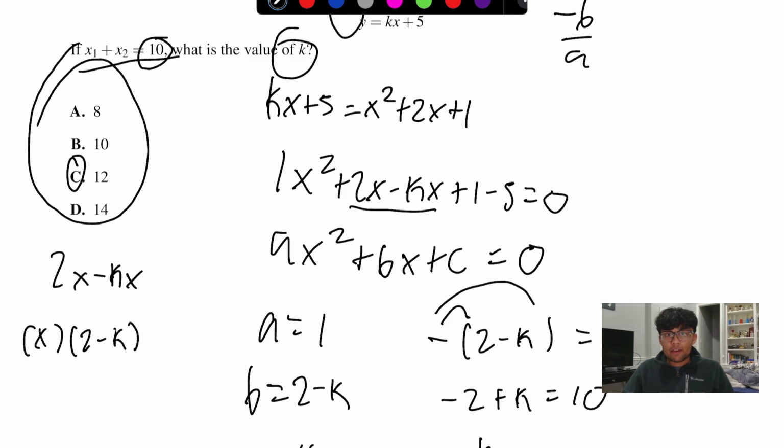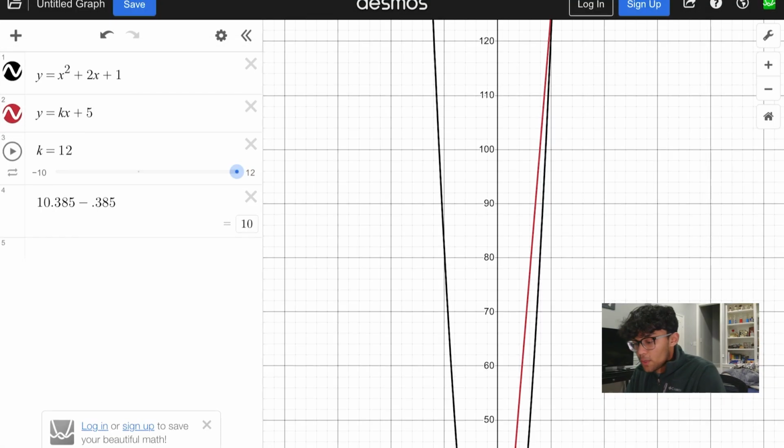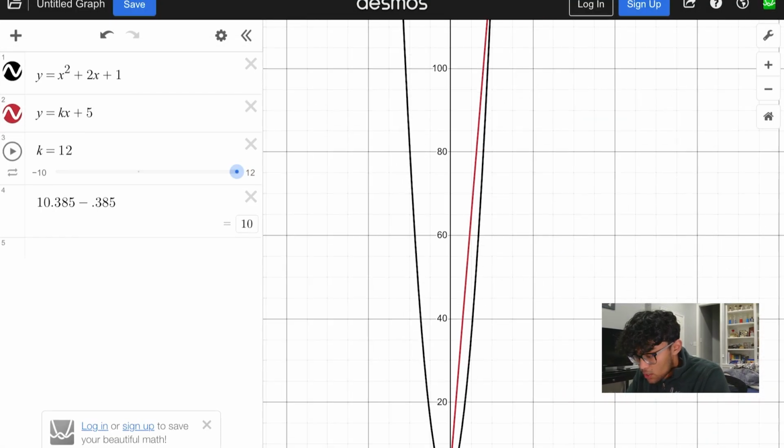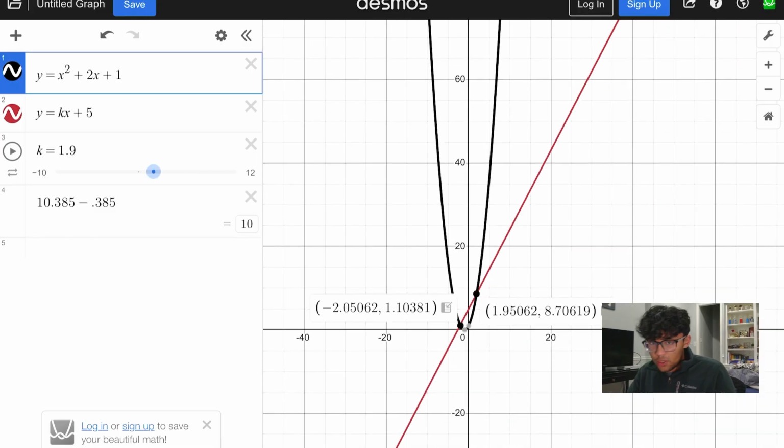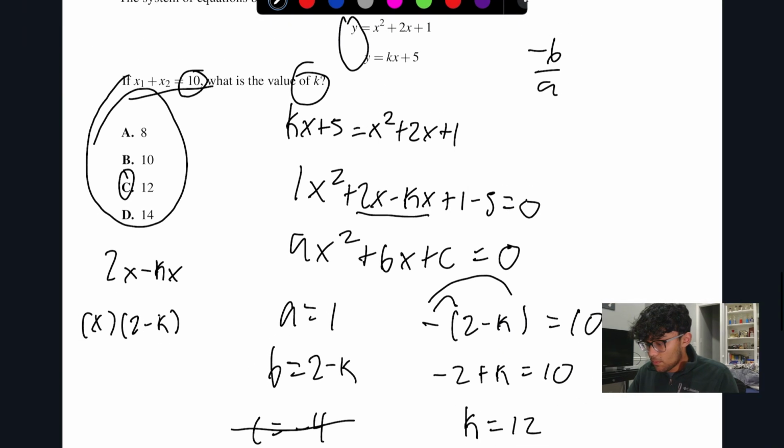But imagine if it was a free response question. You're messing around with the slider, and you would have to check these decimals constantly. That would get really annoying. So it is really good to know the formula. But let's move on to the next question.